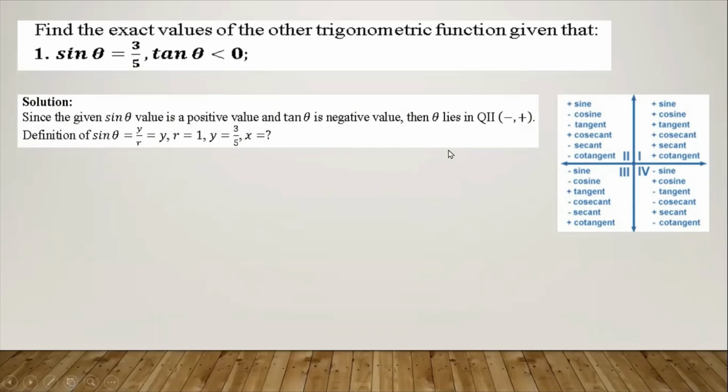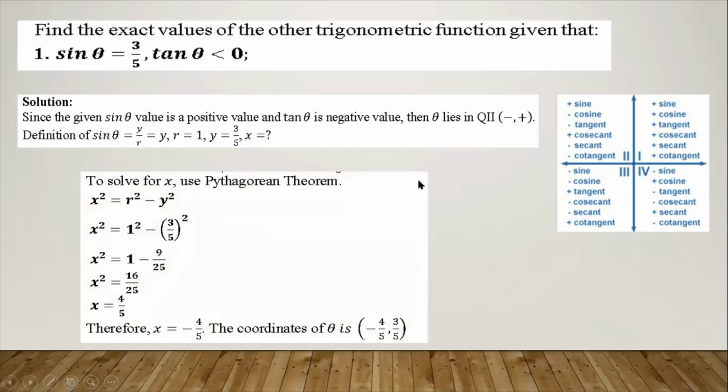So for the definition of sine theta, which is equal to y over r, or just equal to y, and r is equal to 1, therefore our y is equal to 3 over 5. And how about our x? We need to solve for the value of x. To solve for x, we use the Pythagorean theorem. And so, as we use the Pythagorean theorem, we substitute the value of our r, which is 1, and the value of our y, which is 3 over 5. Therefore, x squared is equal to 1 squared for the r value minus the quantity of 3 over 5 squared, that's for the y value inside.